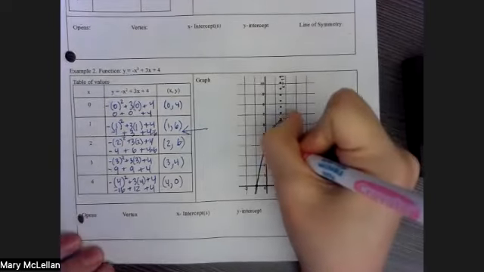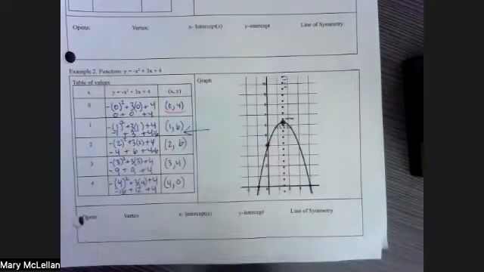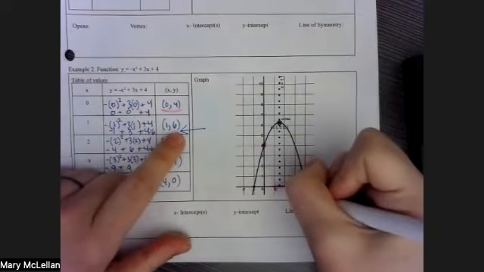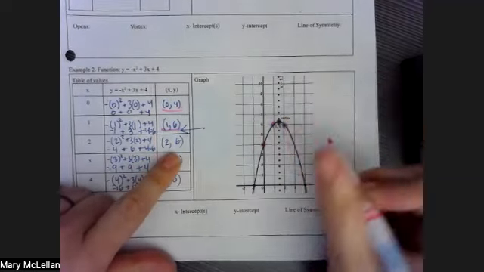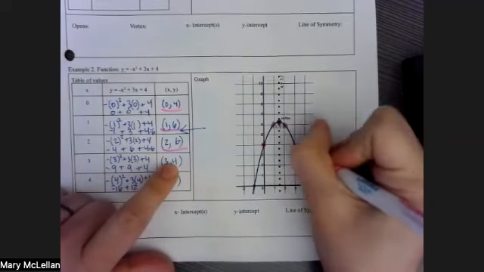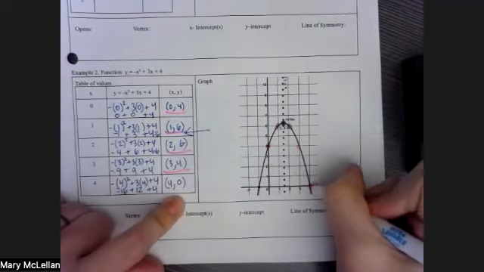So over 0 up 4 is on the graph. 1, comma 6 is on the graph. 2, comma 6 is on the graph. 3, comma 4 is on the graph. 4, comma 0 is on the graph.